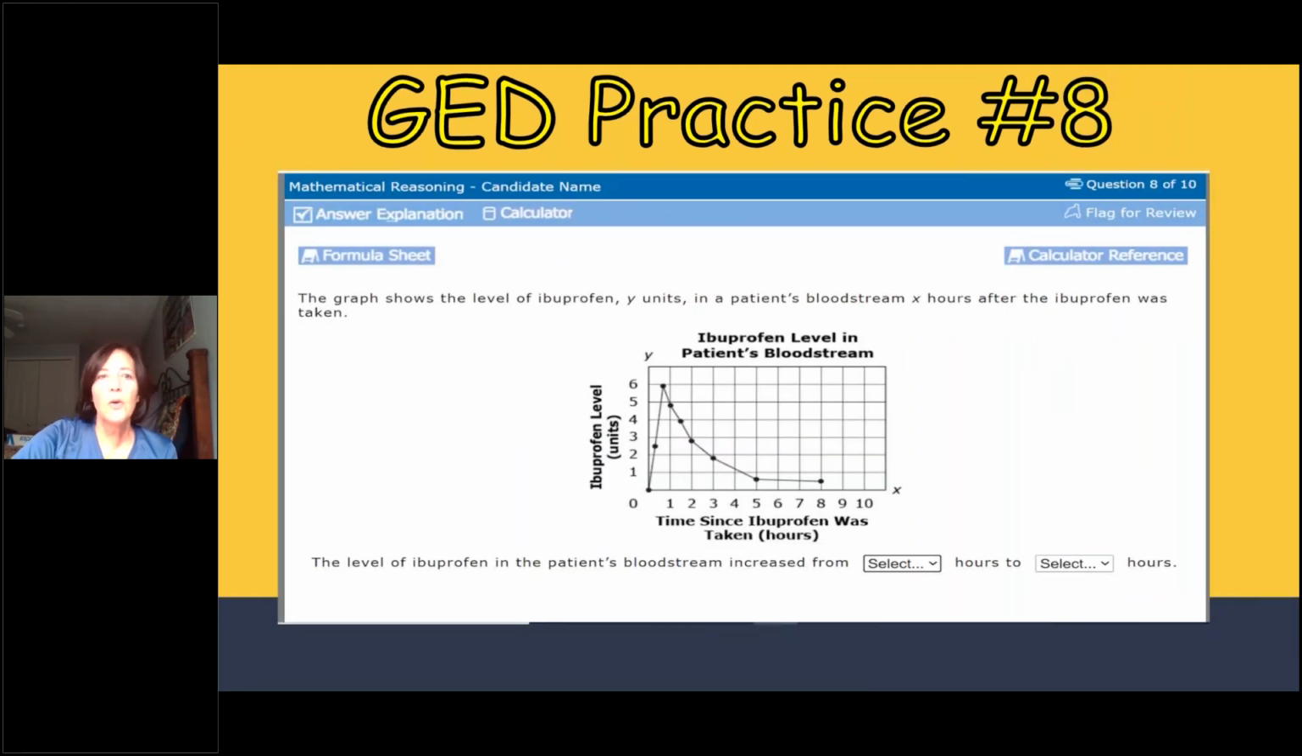Okay, we've got time. Question number 8. They took it a little easier on us with this one. The graph shows the level of ibuprofen, Y units, in a patient's bloodstream X hours after the ibuprofen was taken.